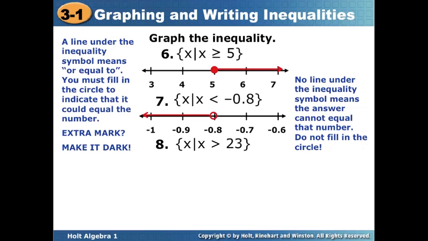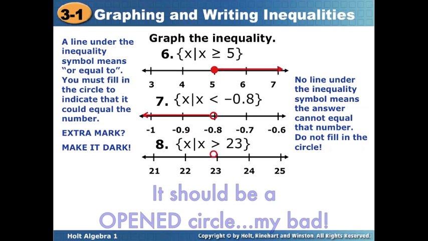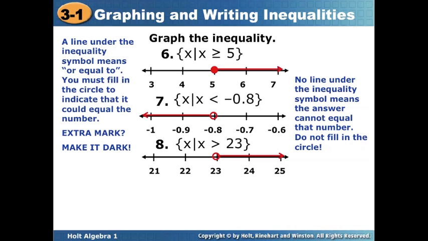Let's check your answer. You should have made a number line from 21 to 25. Did you pick an open or closed circle on the 23? It should be a closed circle. We're going to shade towards the greater than side. Make sure you've shaded your arrow as well as the number line, because these numbers do continue greater than 23.